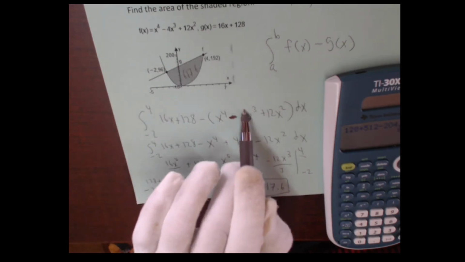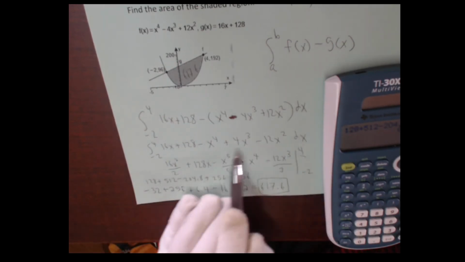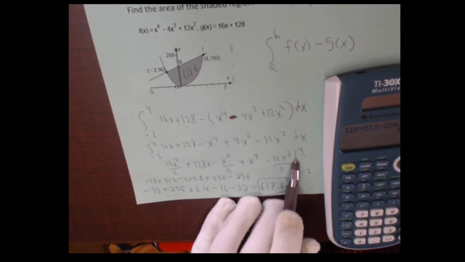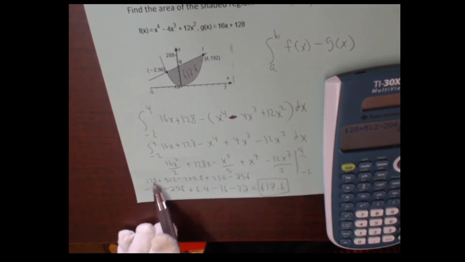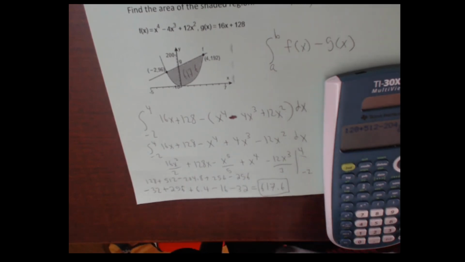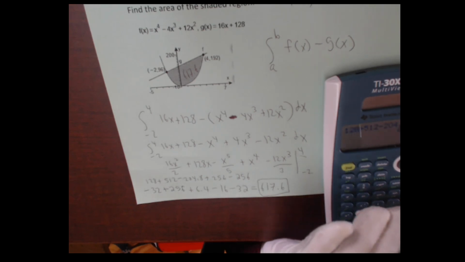Top function minus the second function, antiderivative, and then you just evaluate that result at 4, and then subtract the -2 result. All right, in the next video we will do some more applications.